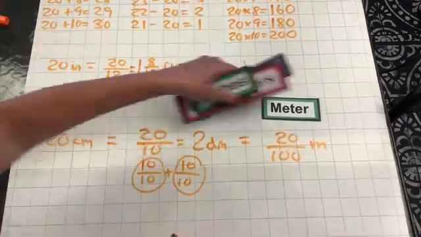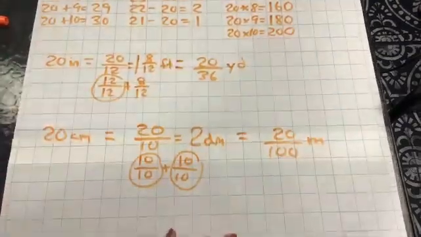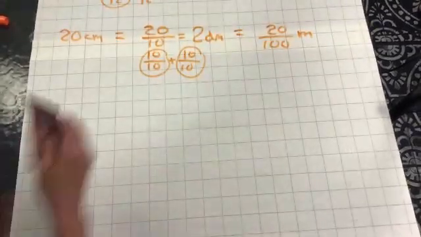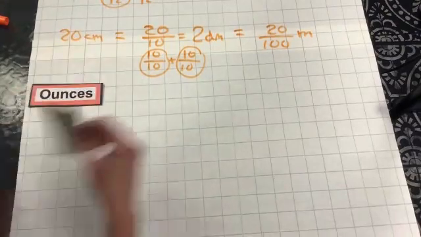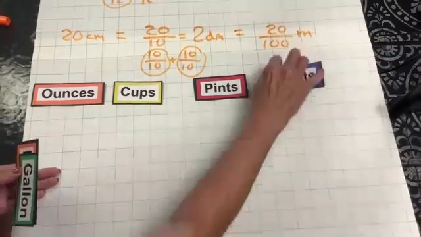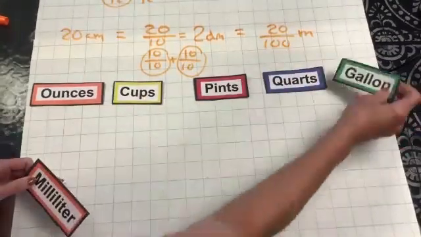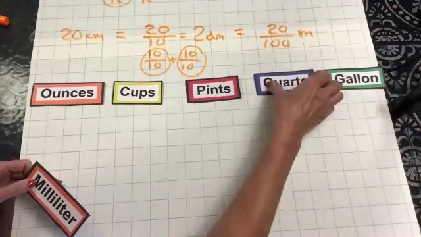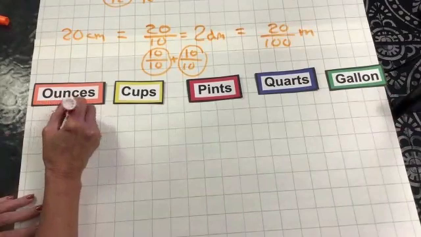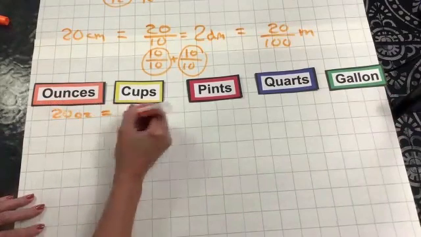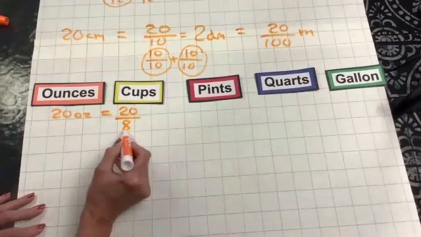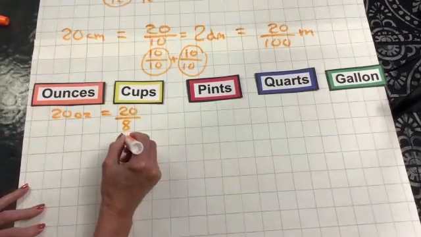So let's move on to liquid measurement. So our first category in the standard form is ounces, cups, pints, quarts, and gallons. I got those spread out here. Here we go. If I have 20 ounces, that is 20 out of 8 to make cups, because it takes 8 of them to make a cup. So let's break that apart.